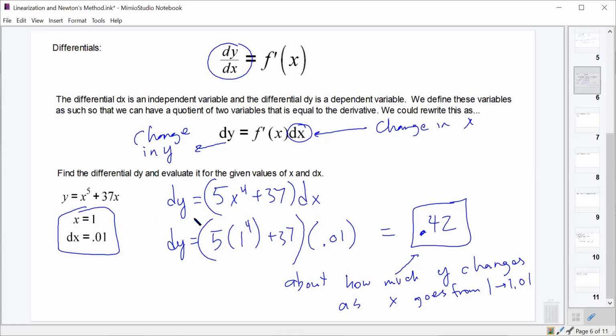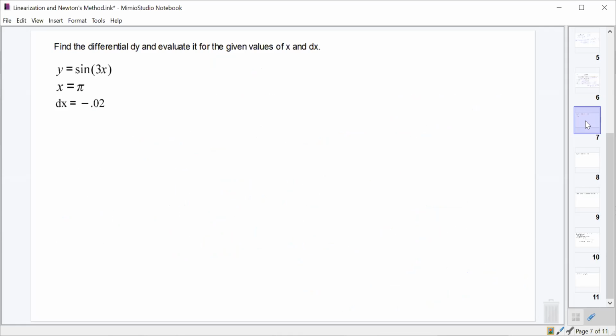Yeah. Cool. All right, let's do a couple more of these, and then we'll call it quits for the day, because we're not going to have time to talk about today's last topic that I was hoping to talk about. So we want to find dy, the differential dy, and evaluate it for x and dx. So what is dy equal to?